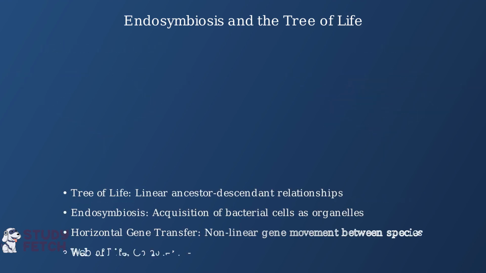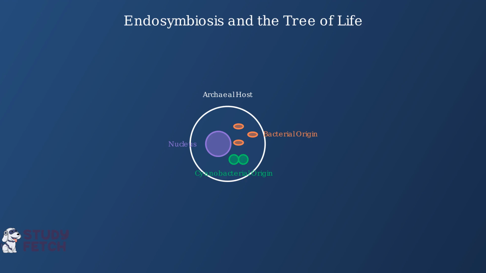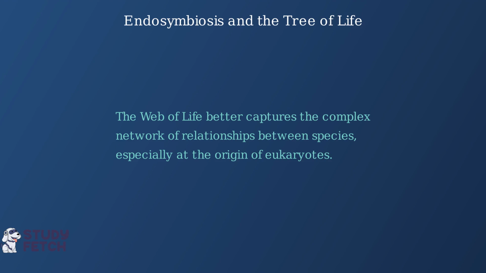These processes mean that instead of a simple tree, life's evolutionary history is better represented as a complex web or network. This is especially evident at the base of the eukaryotic lineage, where multiple endosymbiotic events and gene transfers shaped early cell evolution. The modern eukaryotic cell represents a chimera of genes and organelles from multiple lineages, with an archaeal host, bacterial-derived mitochondria, and in plants, cyanobacterial-derived chloroplasts. The web of life concept better captures these complex evolutionary relationships, challenging the traditional tree-like model, especially at critical evolutionary transitions.